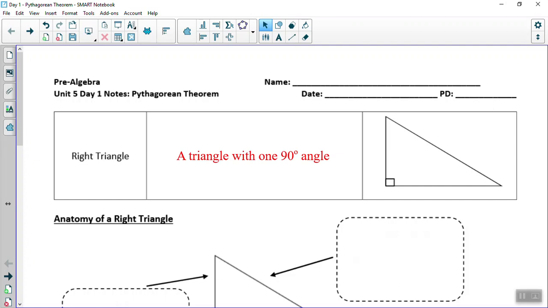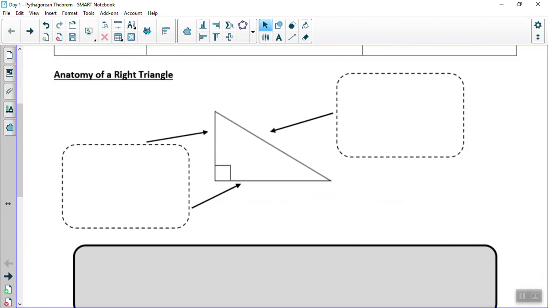We usually show that with the little box in one of the corners. So that's the symbol for a right triangle, or for a right angle. Alright, so let's take a look at the anatomy, or the parts, of a right triangle.